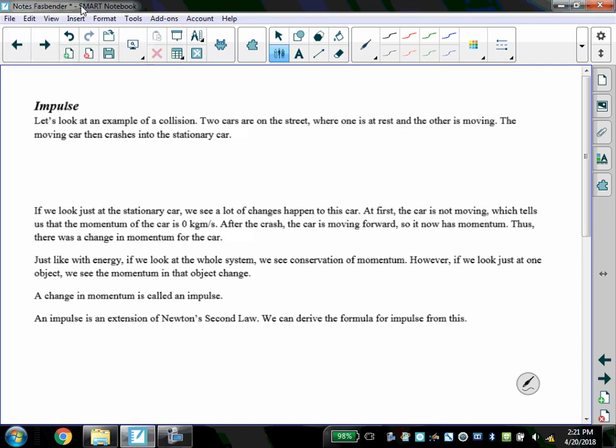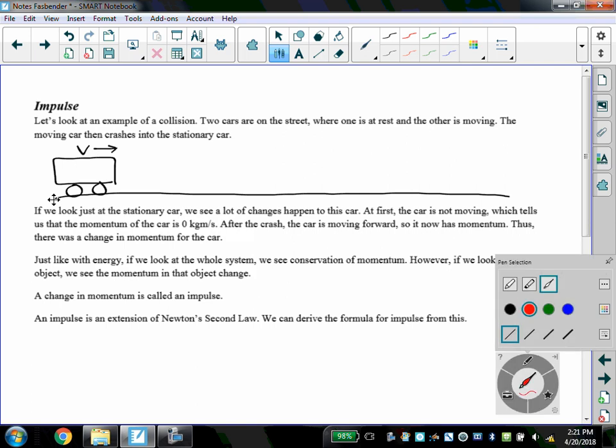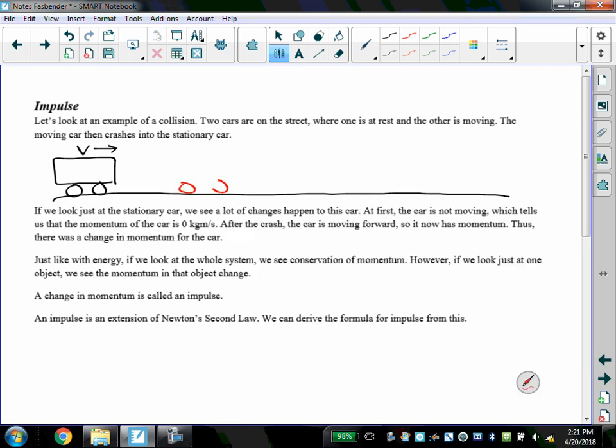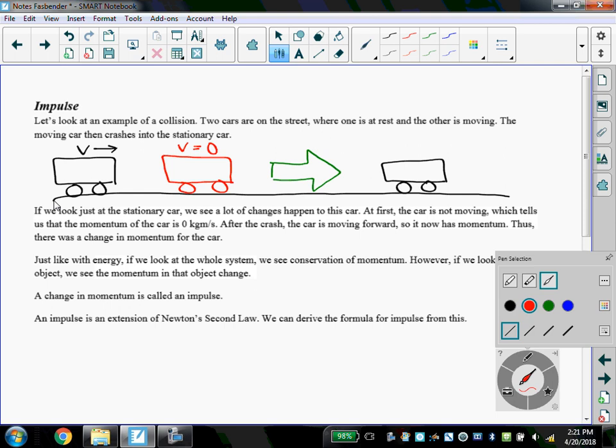Let's look at another example of a collision. Two cars are on the street. So car number 1 is going to be moving at some velocity to the right, and car number 2 is going to be stationary. Now, car number 1 must not be paying much attention because it is going to slam into car number 2. And when it does, that forces both cars to begin moving.